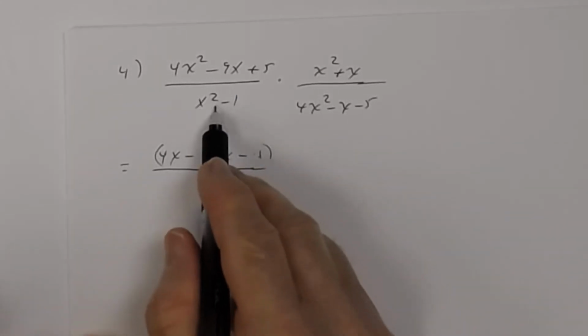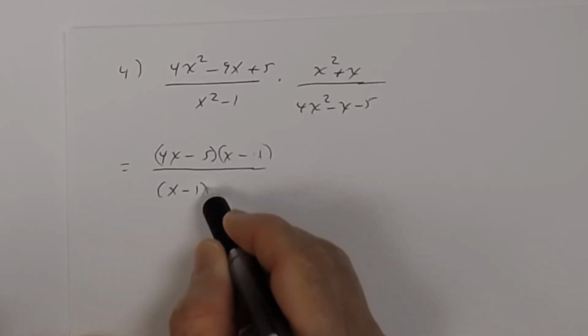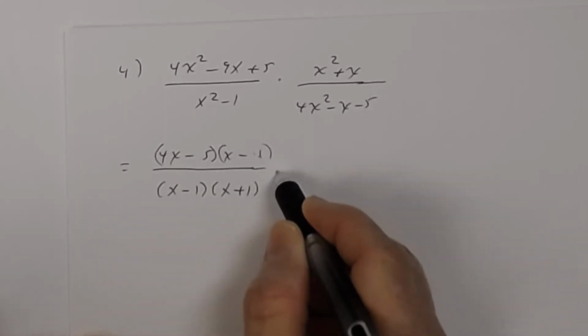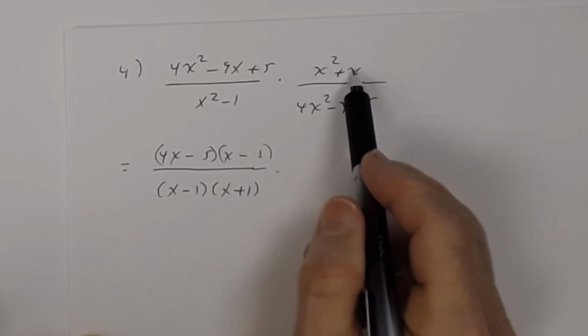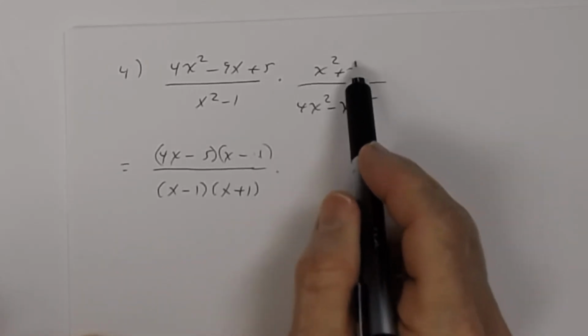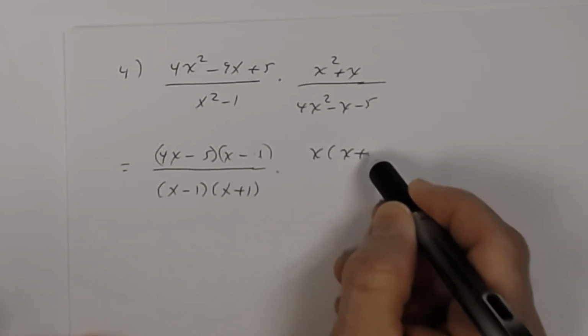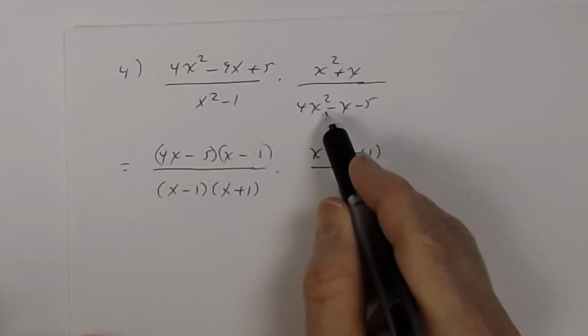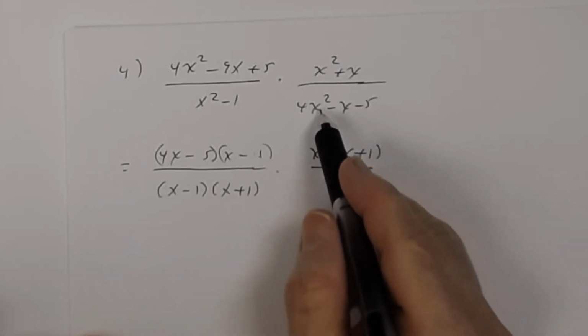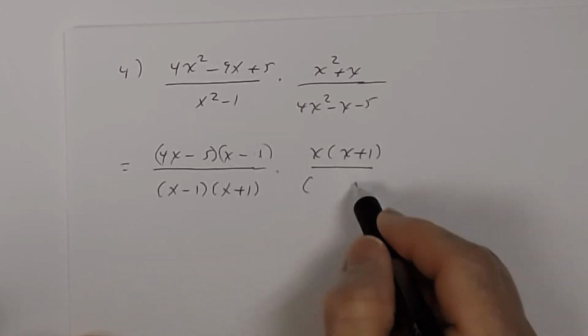The denominator, that's the difference of two squares. So I get x minus 1, x plus 1, times. Now be careful here. You look for a GCF. The GCF here is x, right? So I can factor out an x. I get x times x plus 1. Over here in the denominator, again, it looks a little bit more complicated, so be careful.